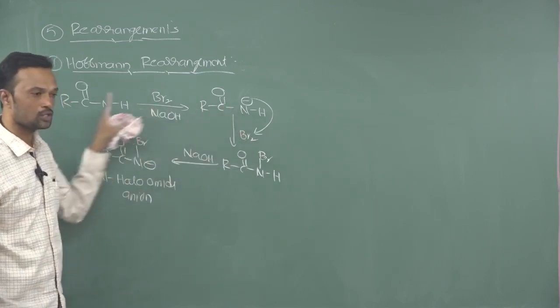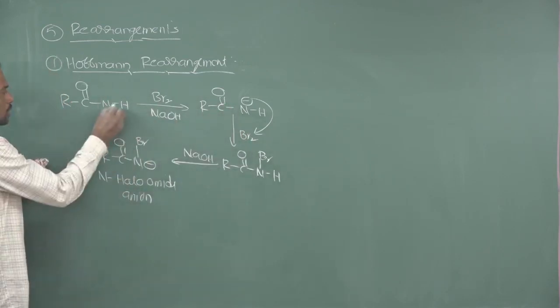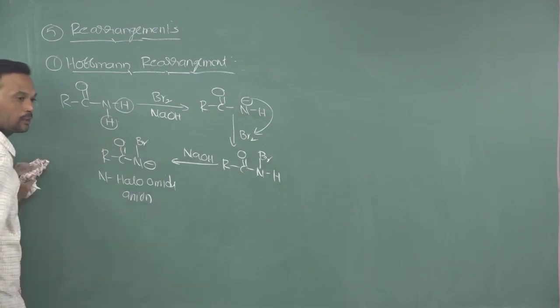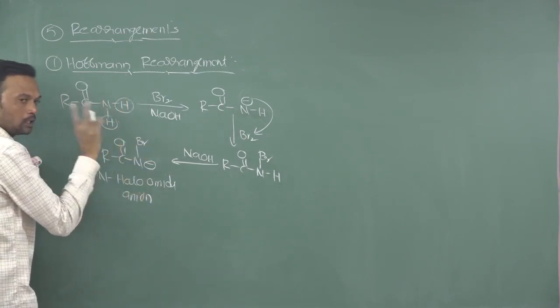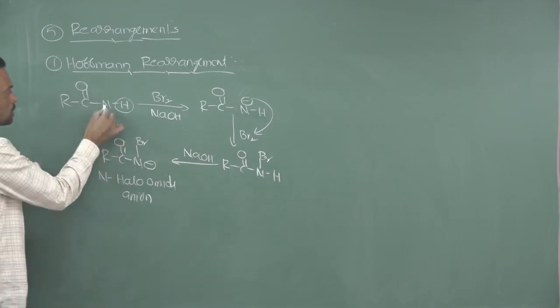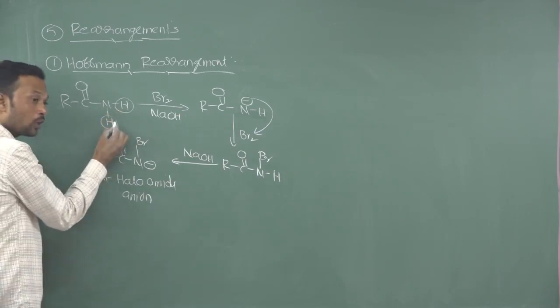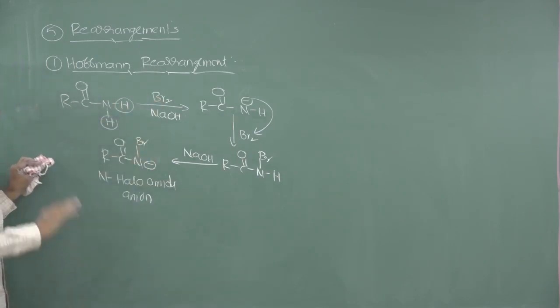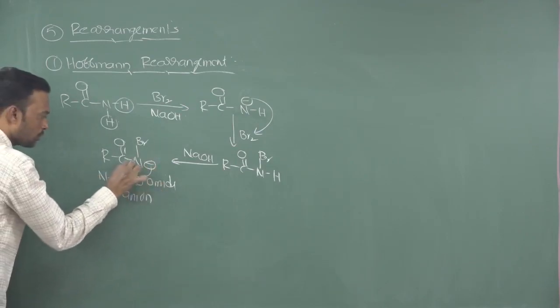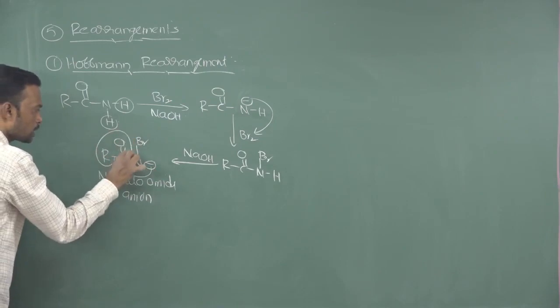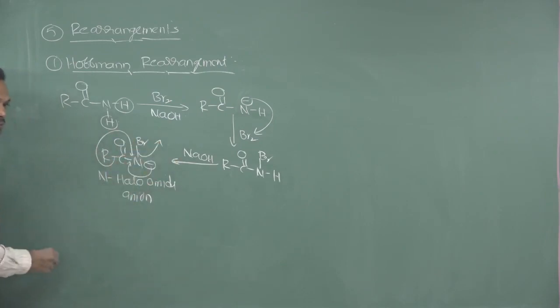This is called a primary amide, when nitrogen carries two hydrogens. In the Hofmann rearrangement, definitely the nitrogen should carry two hydrogens. Suppose this nitrogen carries only one hydrogen or no hydrogen, then no reaction, Hofmann is not possible. Now after getting this amide anion, this alkyl migrates from carbon to nitrogen and the bromine is removed.